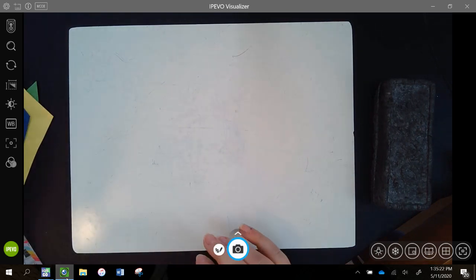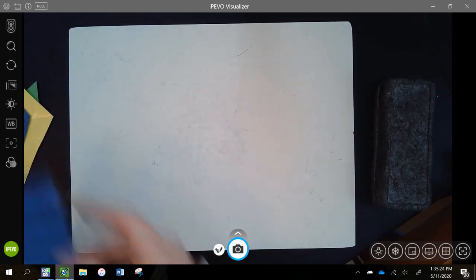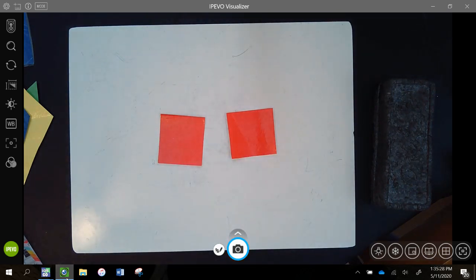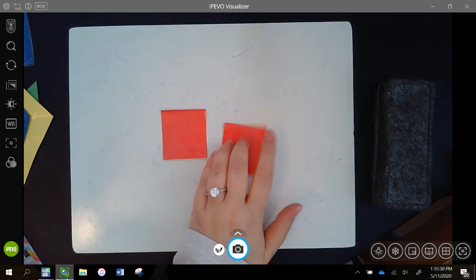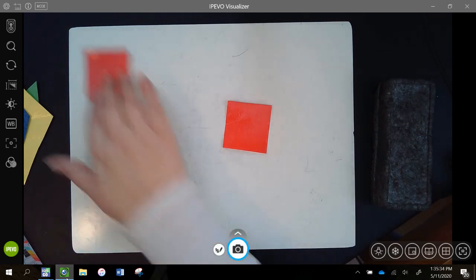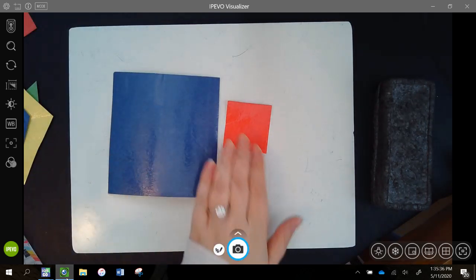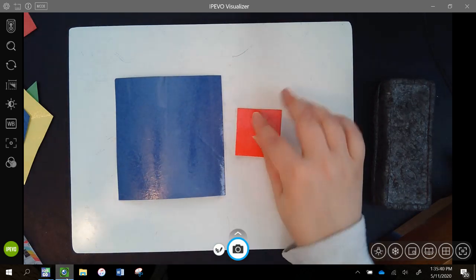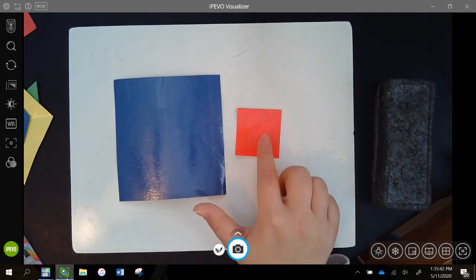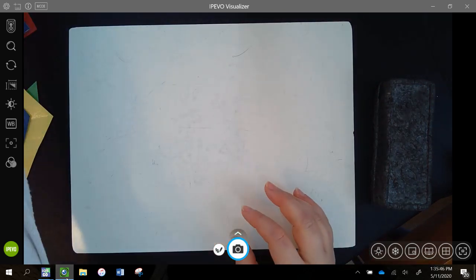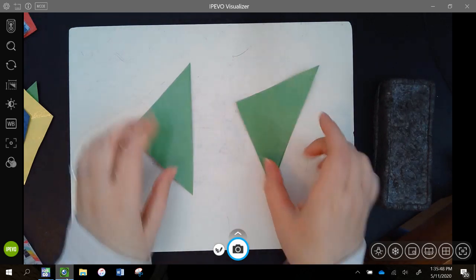Let's take a look at these squares. These are two congruent shapes. They're exactly the same size and exactly the same shape. If I brought in this blue square, these would not be congruent because the blue square is much bigger than this red square.